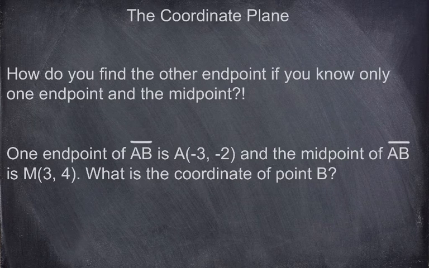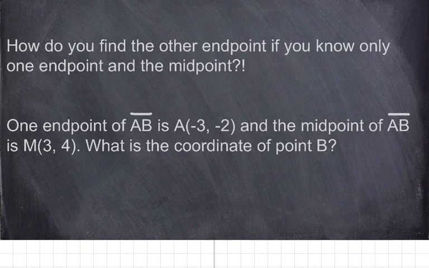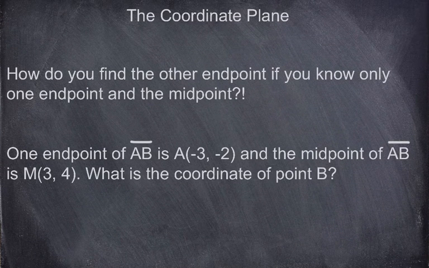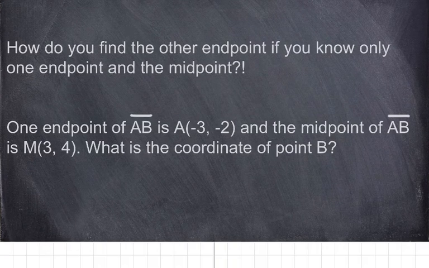Now, what if you know the midpoint and one of the endpoints? How do you find the other one? That's the tougher part. Well, let's look here. One endpoint of AB is negative 3, negative 2. The midpoint of AB is point M, which is 3, 4. What's the coordinate of B?